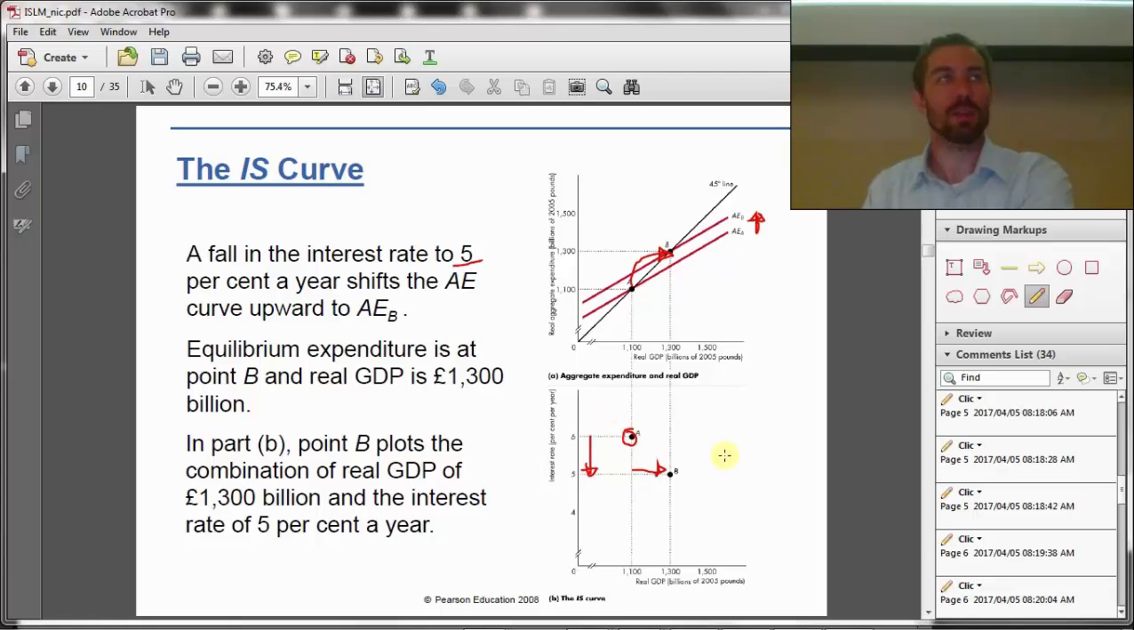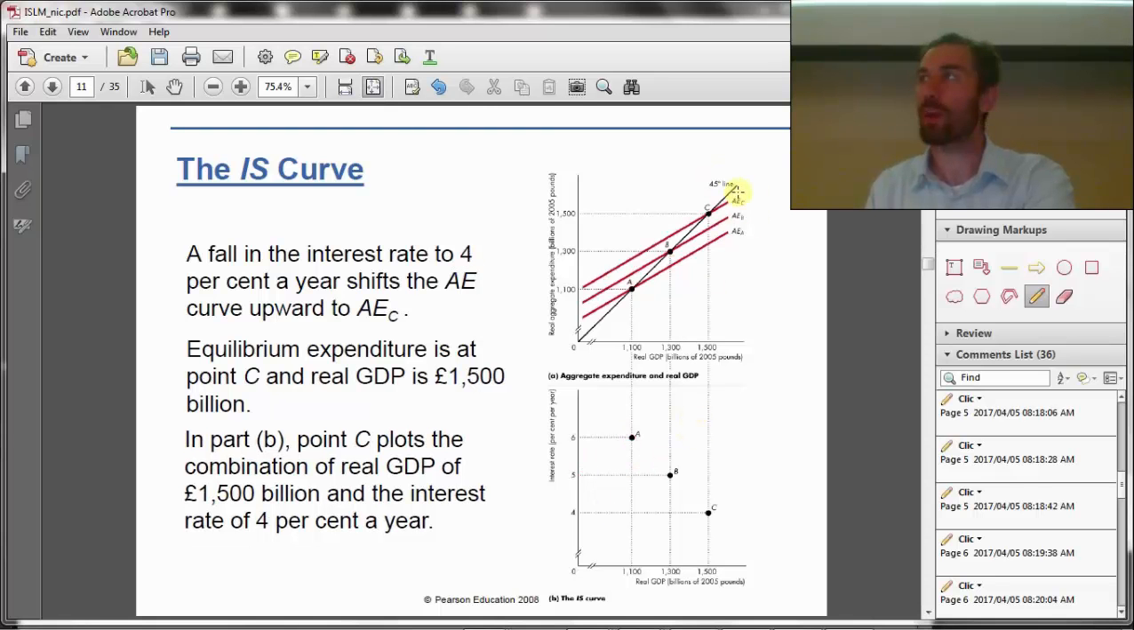And we can continue this process. What happens if we drop our interest rate lower, from 5 to 4? Our aggregate expenditure curve is going to do what? It's going to shift up some more. As it shifts up more, what's going to happen to our equilibrium level of output? Well, we shift our curve up. Our equilibrium level of output increases once again.